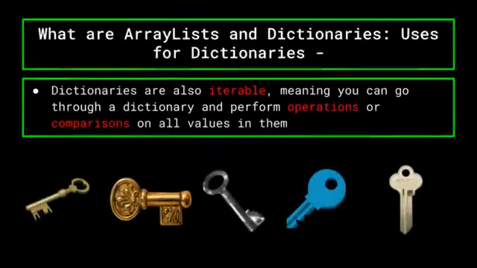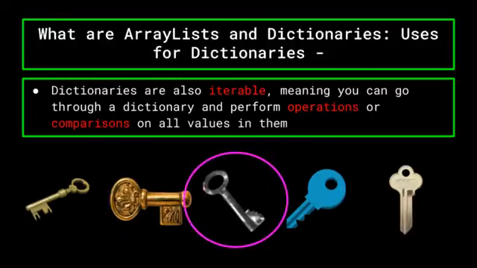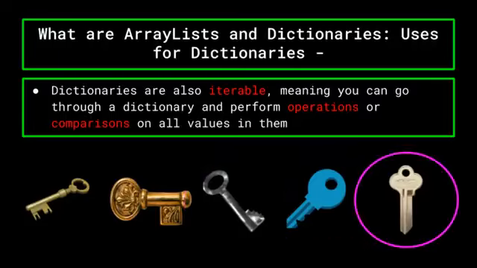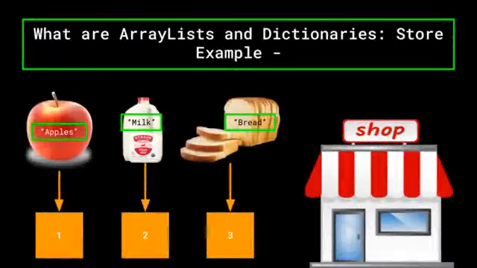You can also manipulate dictionaries in many of the same ways you can manipulate arrays and array lists. You can iterate through a dictionary and perform many operations and comparisons on the values. If you want to find the product with the highest price, for example, you can iterate through the dictionary to find the value that is highest amongst the grocery store items.